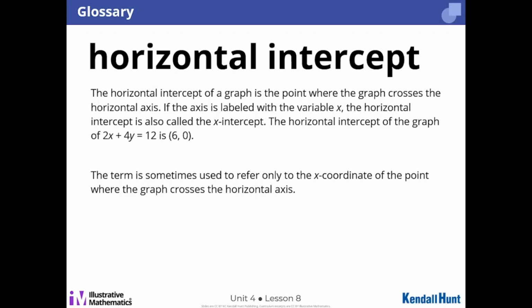In other words, your horizontal intercept is your x-intercept. And remember that if you are on the x-axis, then your y is always going to be 0. So your horizontal intercept is going to be a point pair where you have some value for x and you will always have 0 for the y.